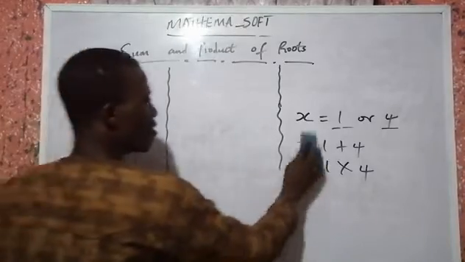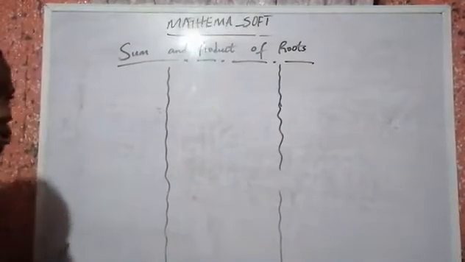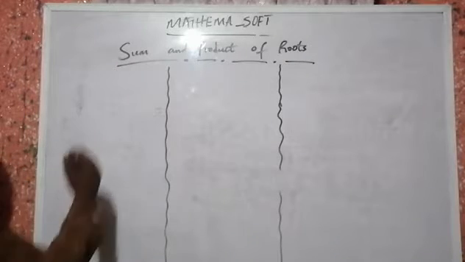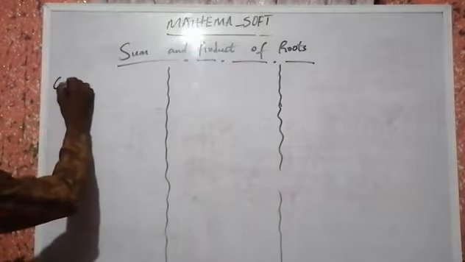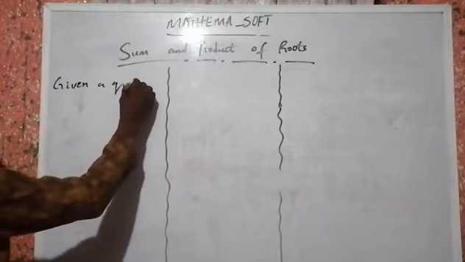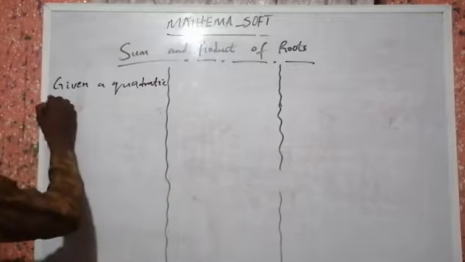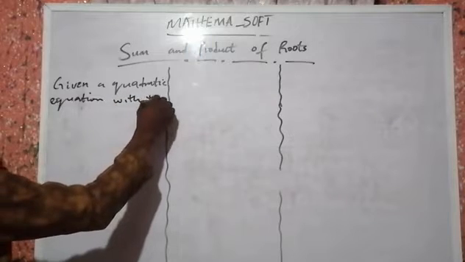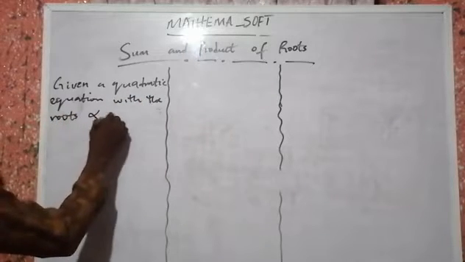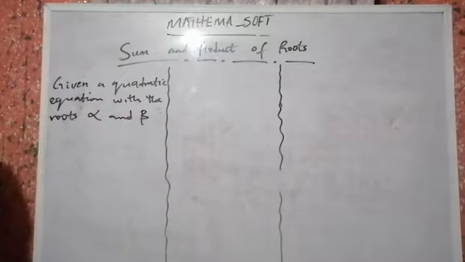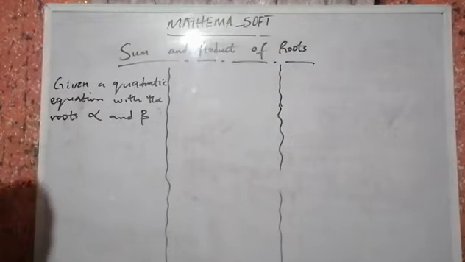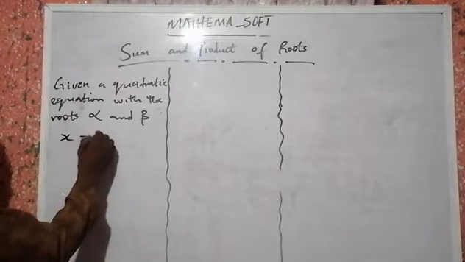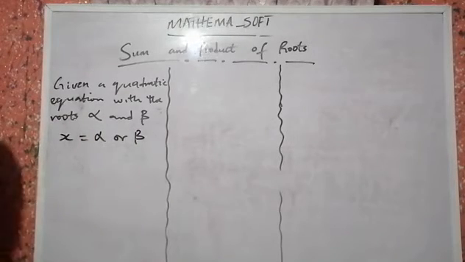The first thing is that we will take a quadratic equation to have the roots of alpha and beta. For example, given a quadratic equation with the roots alpha and beta. So if we have this as the roots of a quadratic equation, then we know that, if we let the variable be x, it will be x equals alpha or beta. This is how our answer will appear.